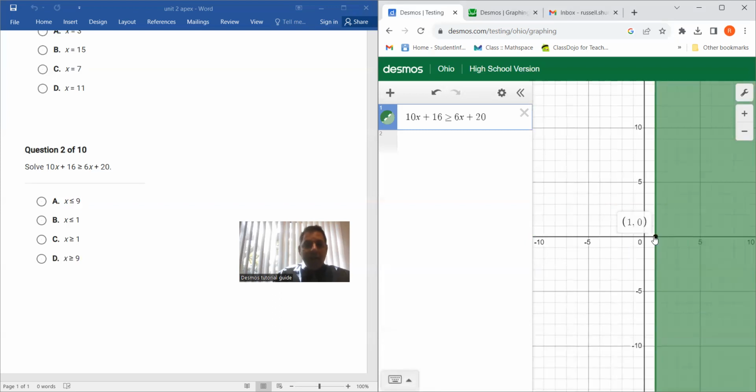However, what we see here is the answer is 1. Now, I see two choices here for 1. X less than or equal to 1, x greater than or equal to 1. How would I know which is the correct response?